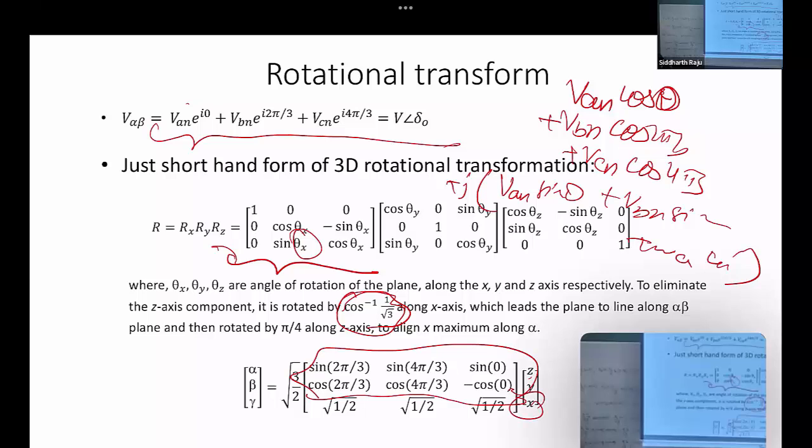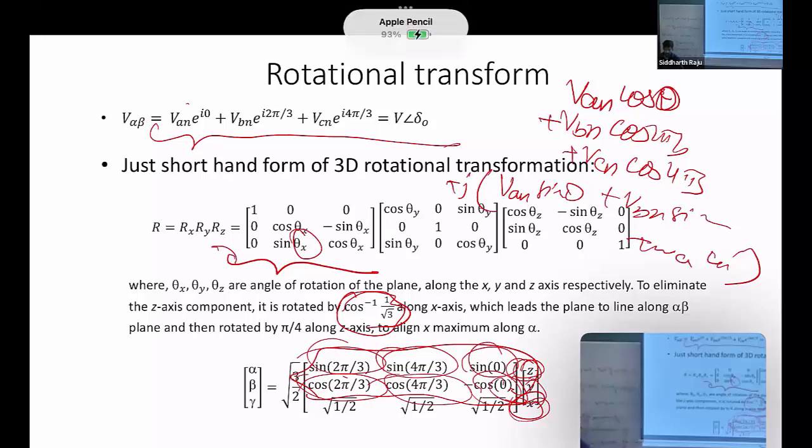So I have this X times sine of 0, Y times sine of 4 pi by 3, Z times sine of 2 pi by 3, and then X times cos of 0, Y times cos of 4 pi by 3, Z times cos of 2 pi by 3. So exact same expression that I have there. You'll get the exact same form. It's just I'm representing it in a condensed form using Euler's formula. Okay. Maybe any questions? Okay.